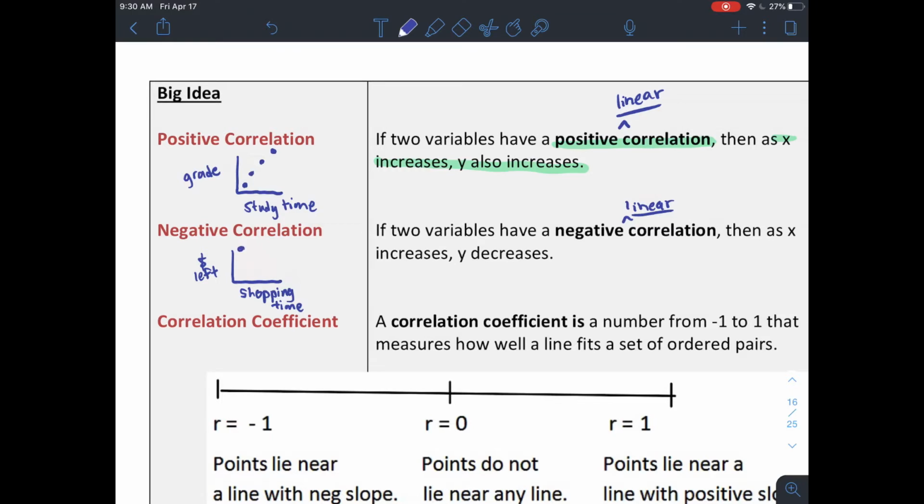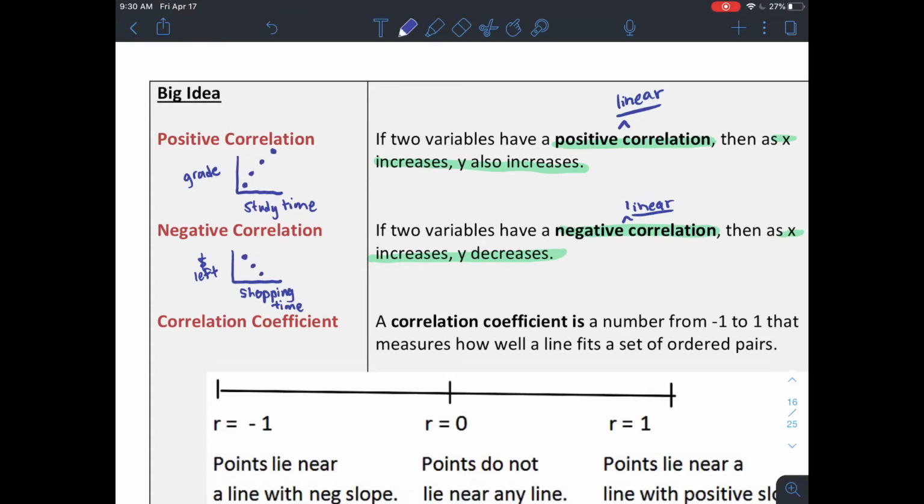If two variables have a negative correlation, then that means as your x values increase, your y values decrease. Something like, if I am out shopping and the amount of money that I have left in my wallet is what we're measuring, then when I walk into the store, I have some money, and then as I put things in my cart and go from one store to the next, the amount of money that I have left is going to be decreasing, so that would be a negative linear correlation.